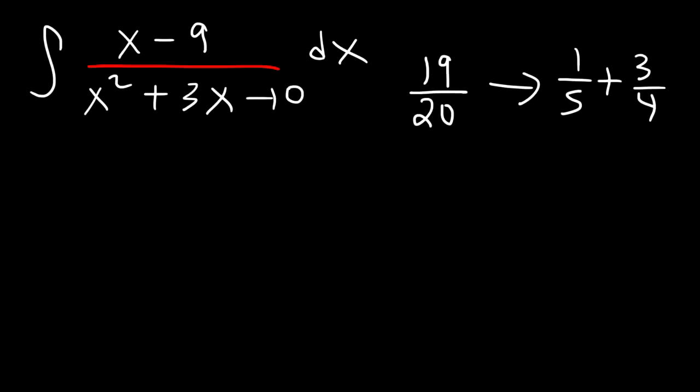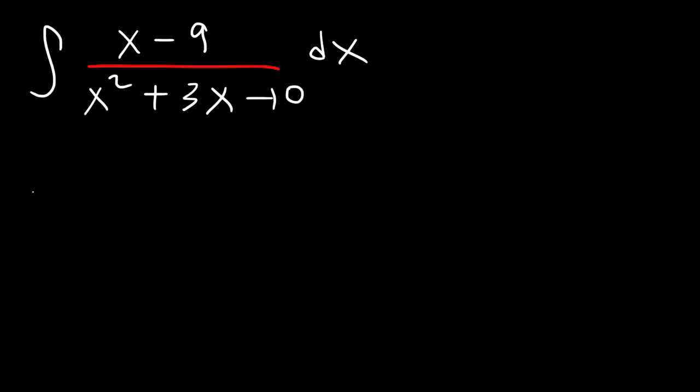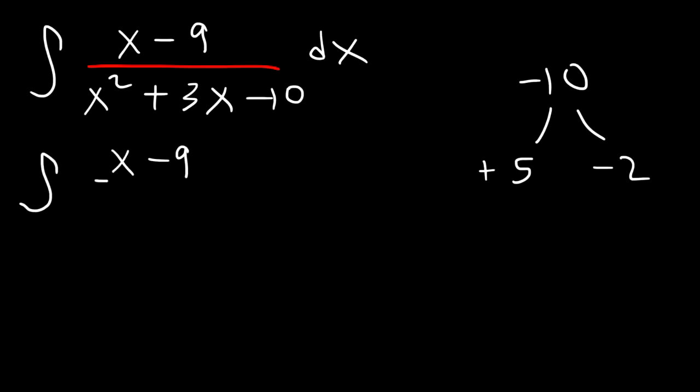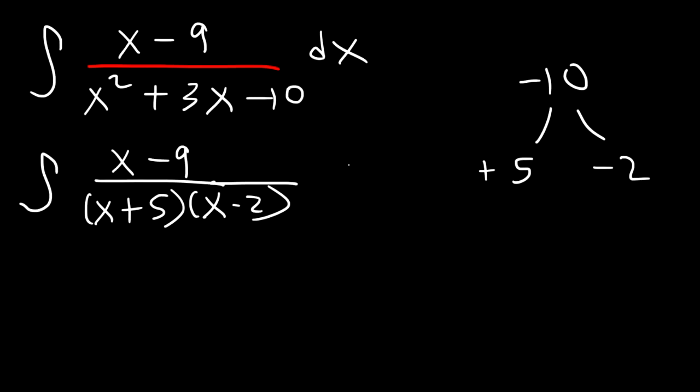Well, the first thing is we need to make sure that the denominator is completely factored. So we need to find two numbers that multiply to negative 10 but add to 3. So what are those two numbers? It's going to be positive 5 and negative 2. They add up to 3 but multiply to negative 10. So what we now have is x minus 9 divided by x plus 5 times x minus 2. x plus 5 is a linear factor, and x minus 2 is another linear factor.